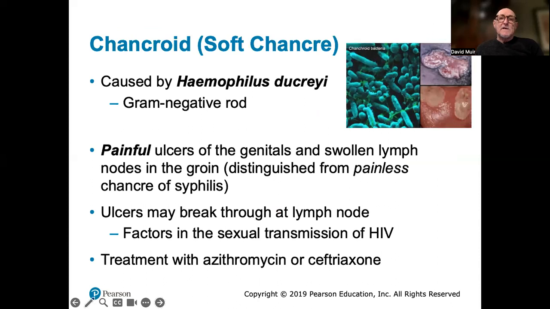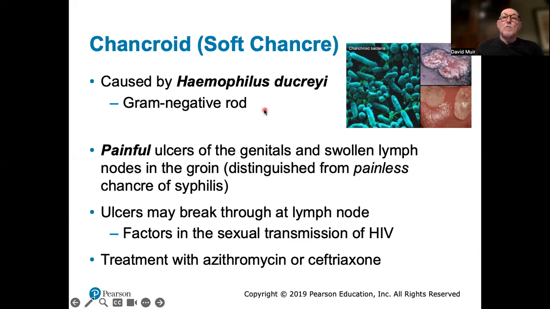The primary sore of syphilis is often confused with this. These are ulcers which also can appear on the genitalia and can be mistaken for a syphilitic chancre. That is the name for the ulcer, chancre. But this is called soft chancre, and it's caused by an entirely different organism, Haemophilus ducreyi. It's a gram-negative rod. It's not a spirochete at all.